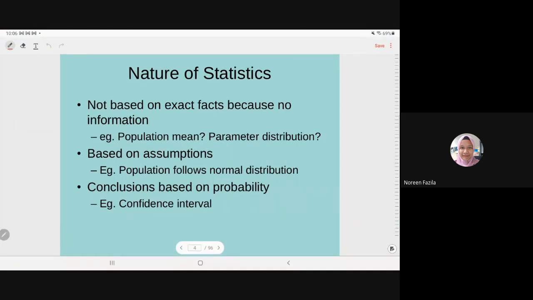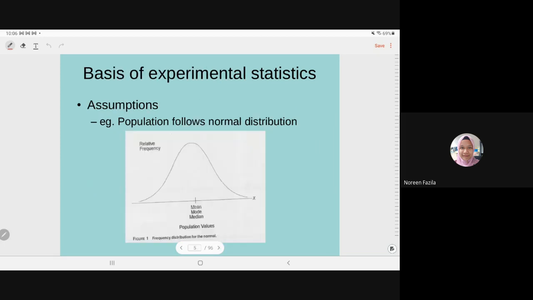Why do we use the 95% confidence interval? Because it is common practice in food science. In other fields, they can use up to 99%. Can it be a 100% confidence interval? The answer is no. It cannot be a 100% confidence interval.